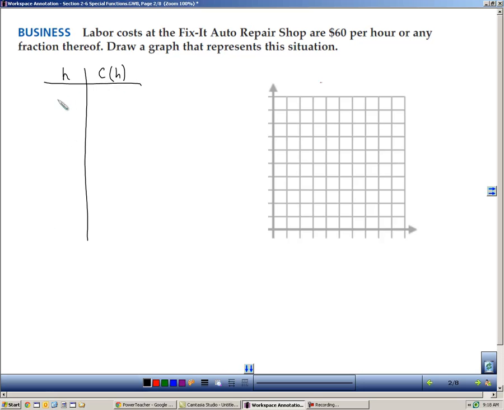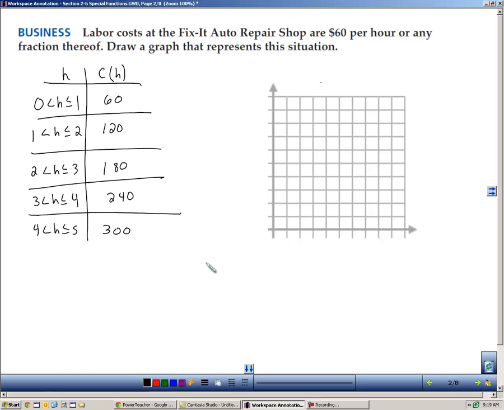So if I put anything from 0 to 1 hour, and notice I'm going to include 1 hour in that list, any fraction of that at all is going to cost me $60. But if I go over an hour, and oops, I don't want to include 1 because I've already included it there, and I go anything between 1 and 2 hours, that's going to cost me $120. And I'm going to keep building this. Anything between 2 and 3 hours is going to be $180. I'll do 2 more. So those are kind of the ordered pairs that I'm going to use, but this represents anything between 0 and 1.